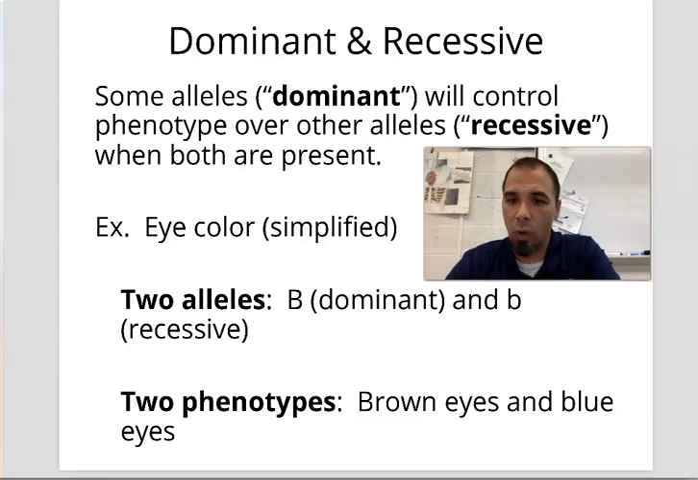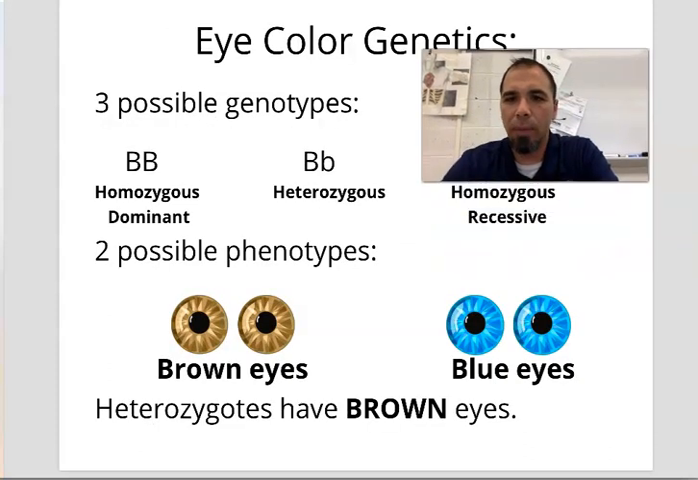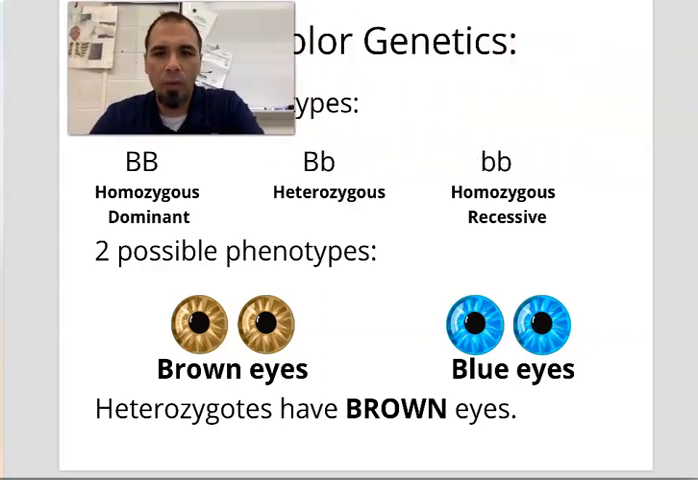So eye color, which is wrong, but I'm going to simplify it. It's actually polygenic. Two alleles, capital B, lowercase b, two phenotypes, brown and blue. I should have probably picked a better example, but you have three possible genotypes: big B big B, homozygous dominant; big B little b, heterozygous; and little b little b, homozygous recessive. Then you have your two possible phenotypes, brown eyes and blue eyes. Heterozygotes have brown eyes. Just a quick review of the genetics there.